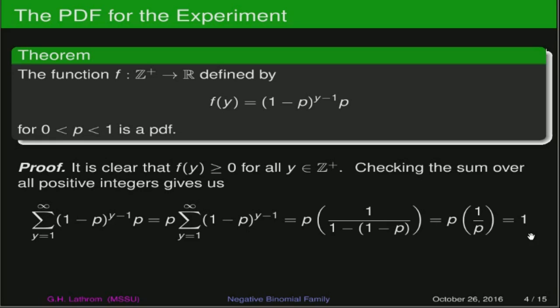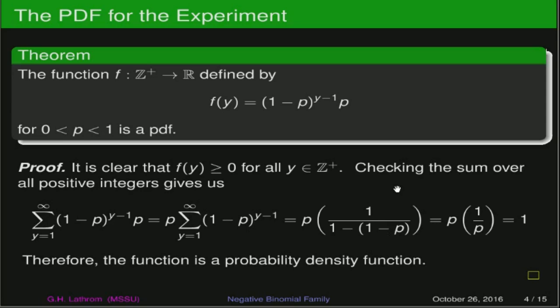And so everything is positive, and we've checked that the probability of the entire sample space is 1. Our third axiom for probability distributions is automatically satisfied. And so we can sure enough say that yes, this does give us a probability density function.